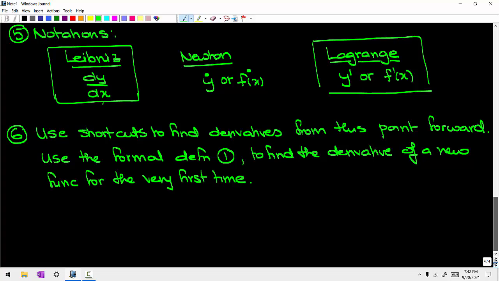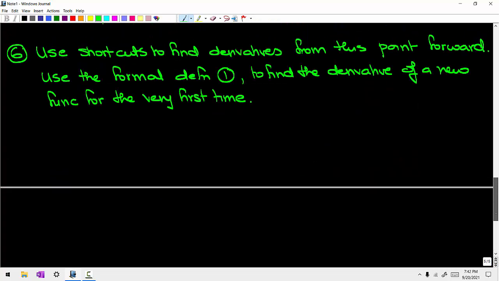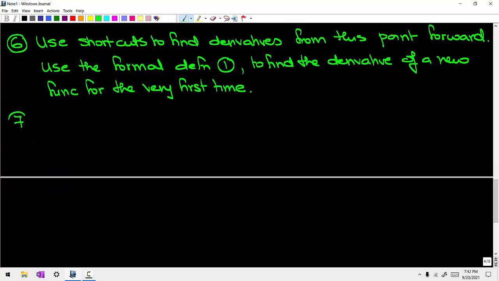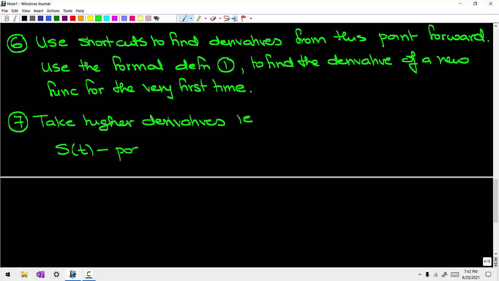Okay, we can also take higher derivatives, just so you know. Let's say that we have this. We did this in the last section. s of t was the position of a particle, the position of an object at time t.